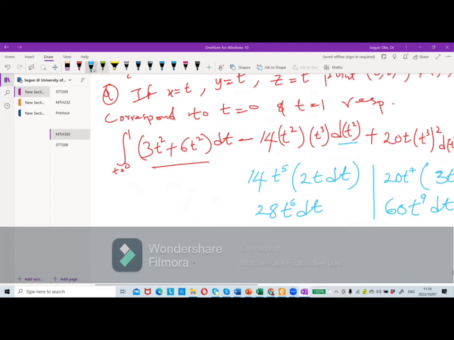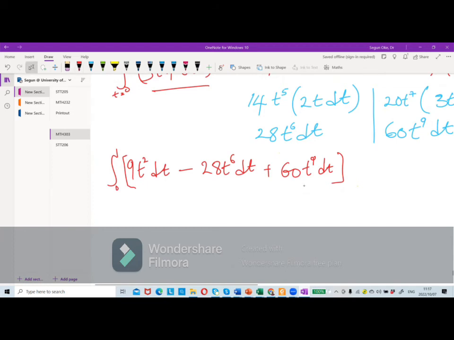So we have the integral. You can add this together by saying 9t squared dt from 0 to 1, minus 28t^6 dt, plus 60t^9 dt. So if you want to integrate this one, any question on that?